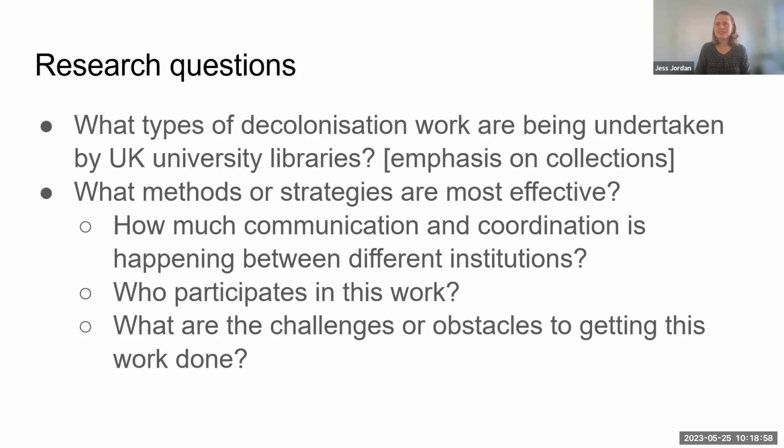So investigating effective methods leads to some sub-questions of what kind of communication and coordination is happening both between different universities and their libraries and also within the same institution, between different groups, different stakeholders. Who is participating in this work? It's centered on the library, of course, but there are many stakeholders that can be involved. The student body, most obviously, but also faculty, administration, and everyone in the world, the general public. And I wanted to identify what are the major challenges that are in place to getting this work done.